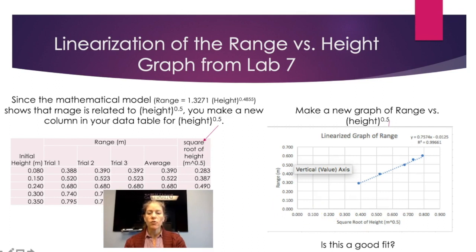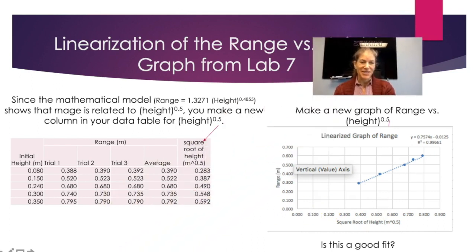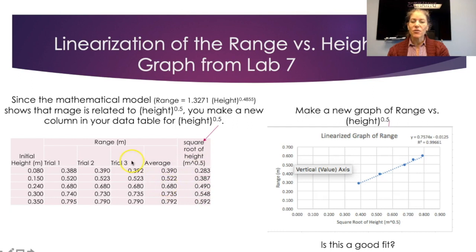You would have to redo your x-axis variable, so your height, to that 0.4855 power, but we don't use 0.4855. It's going to be to the 0.5. So you're going to make that height to the square root, or height to the 0.5 power, and you do that on your data table.